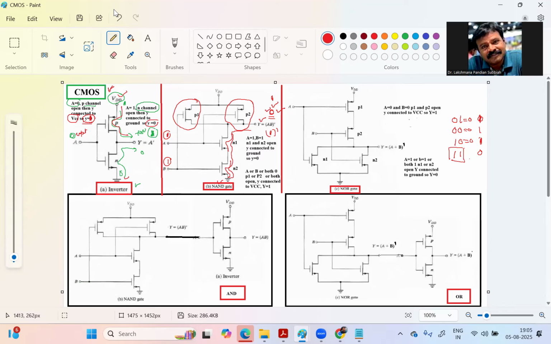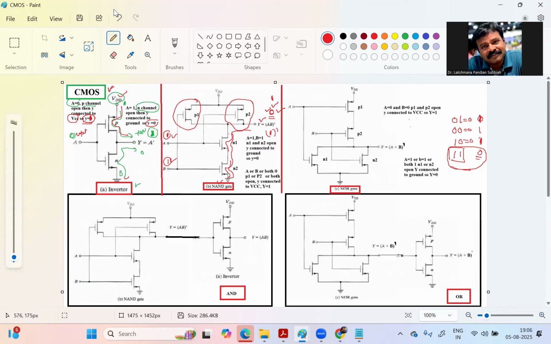So here the condition is, if both are 1, then the result is 0. If both are 1, then the two N channels are open, right? So here A 1 and B 1, then both N channels are open, it's connected with ground. So 1 is going to become 0, right? In all other cases, here 0 1 and 0 0 and 1 0, right?